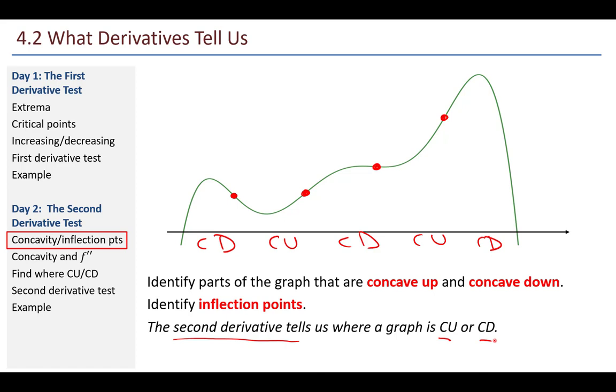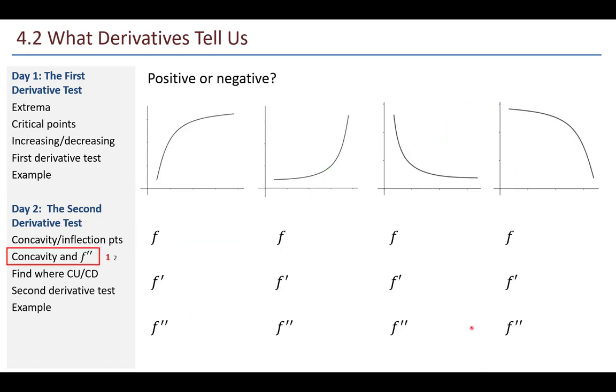Let's see how that works. I have 4 graphs here, and I want to know the original function, the first derivative, the second derivative. Are they positive or negative for each of these 4 graphs? Maybe pause the video now for a couple seconds and see if you can answer those questions. First derivative, second derivative, are they positive or negative? All right. Coming back, assuming you've paused the video and given it a try, let's answer these questions.